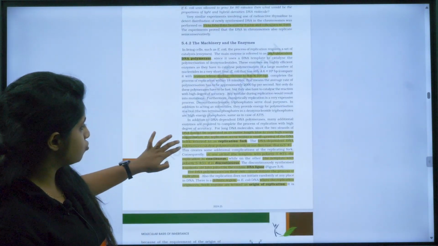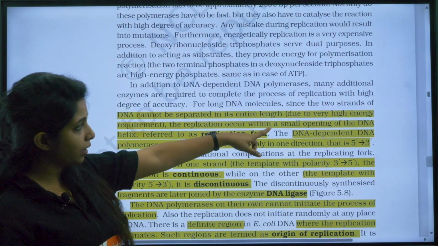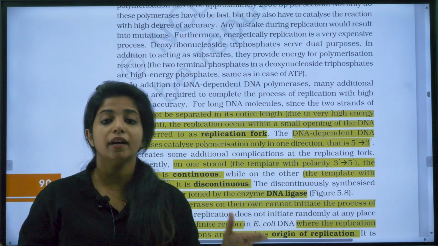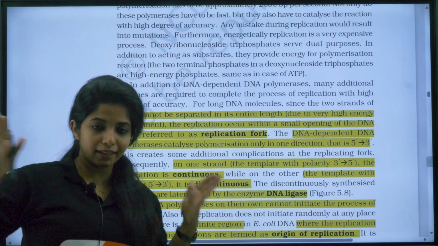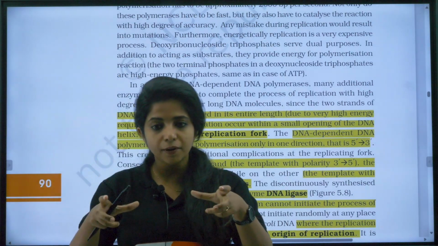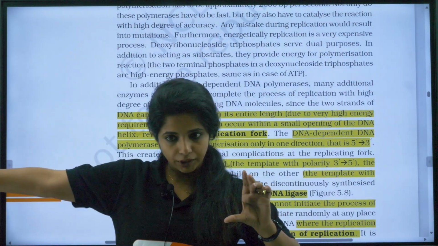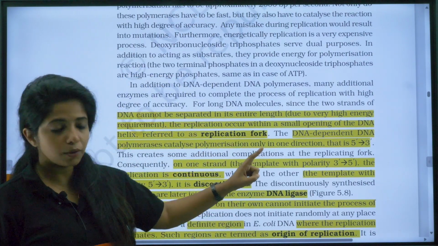Now, they have mentioned that DNA cannot be separated in its entire length. Why? Due to high energy requirements, which could be breaking down the hydrogen bonds, which is why it cannot be separated in the entire length. It is separated only where replication is happening, while others would still be joined. So this fork sort of thing that is being formed is known as the replication fork, my dear children. Very important piece of information.